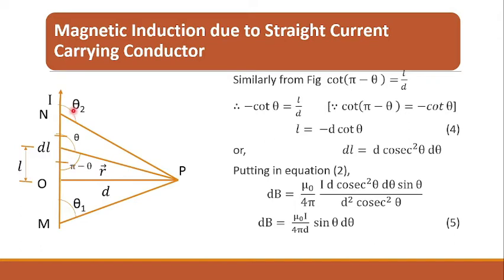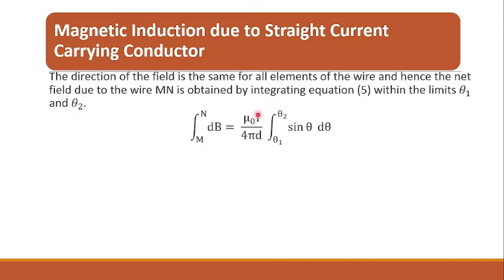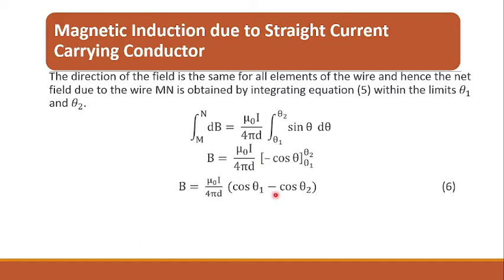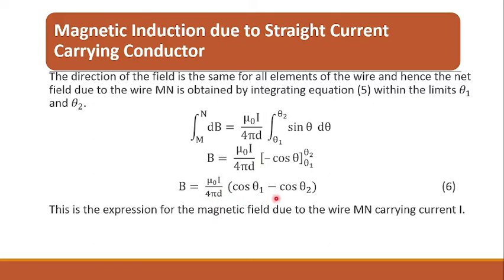Integral over M to N, dB is equal to mu 0 I upon 4 pi d, integration from theta 1 to theta 2 of sin theta d theta. Therefore we get B is equal to mu 0 I upon 4 pi d. The integration of sin theta d theta is minus cos theta. We apply the limits from theta 1 to theta 2, and therefore we get B is equal to mu 0 I upon 4 pi d times (cos theta 1 minus cos theta 2). Let us call it equation number 6.